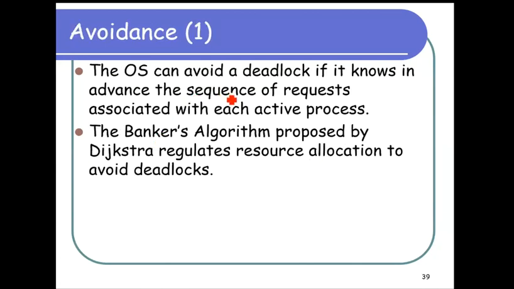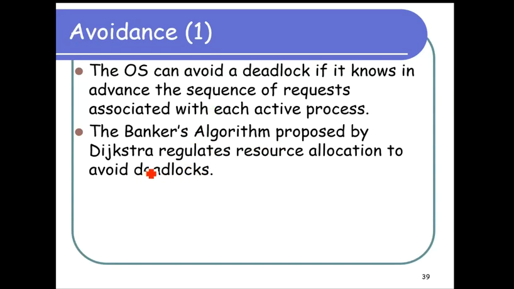So the OS also can avoid deadlock if it knows in advance the sequence of requests of each active process. This is the best if you know in advance, but not all systems are like that. So one of the solutions is the banker's algorithm proposed by Dijkstra, which regulates resource allocation to avoid deadlocks.